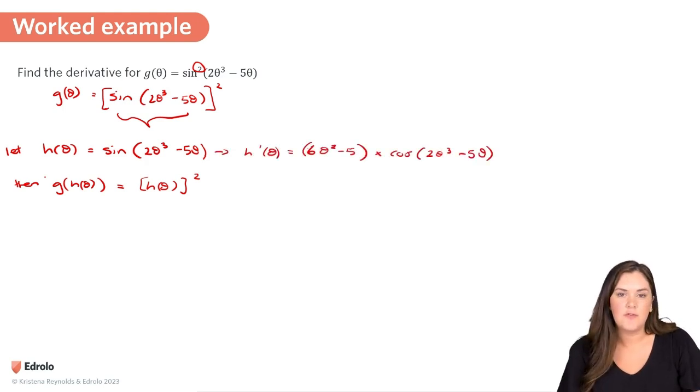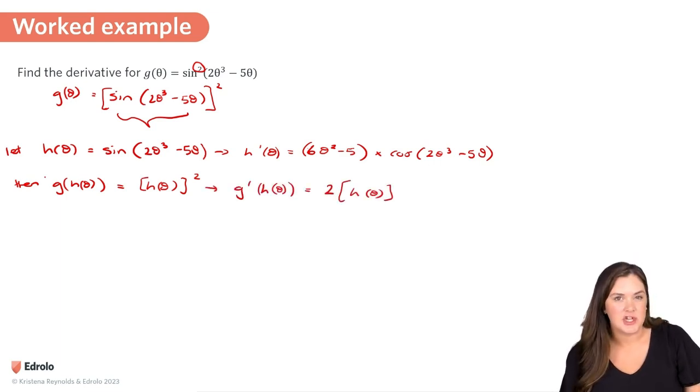So the derivative of h, we end up getting in brackets 6 times theta squared, take away 5. So the derivative of the inside there. So that 3 there comes to the front, multiplies by the 2, and then we take away 1 from that power. So that's how we get the 6 theta squared. And then we have the negative 5 theta. We just take the coefficient of theta. So we have negative 5. And then the derivative of sine, as we saw before, is just cos, and then whatever's in the bracket there.